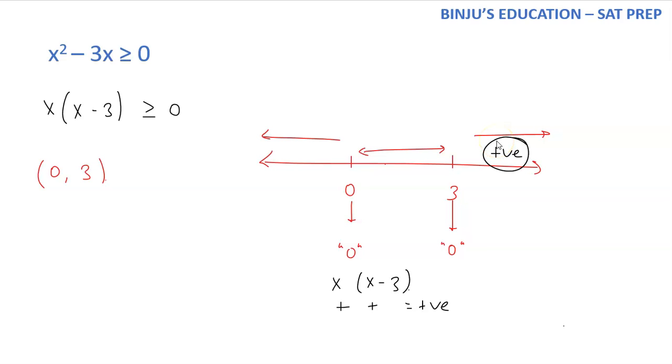Between 0 and 3, think of 2. So 2 will give you x positive, 2 minus 3 will give you negative, so this will become negative. Less than 0, for example, I'm going to think of minus 10. Minus 10 is negative, minus 13 is negative, so this will again give you a positive result.